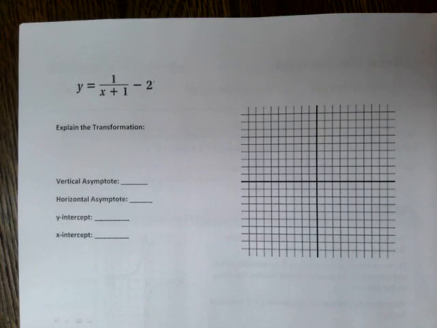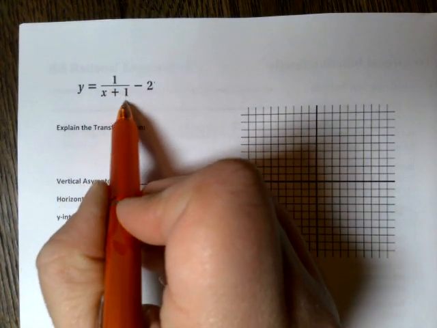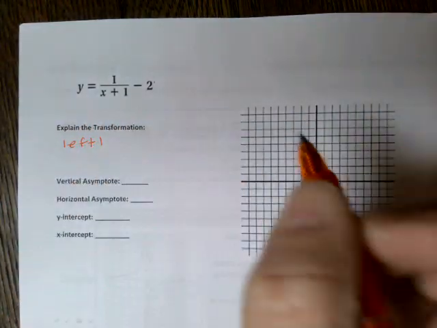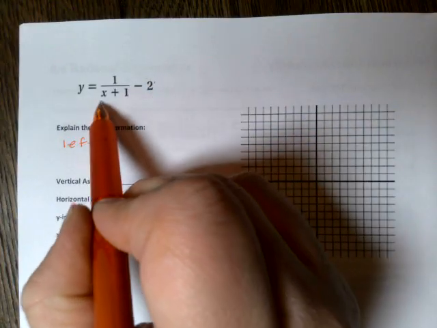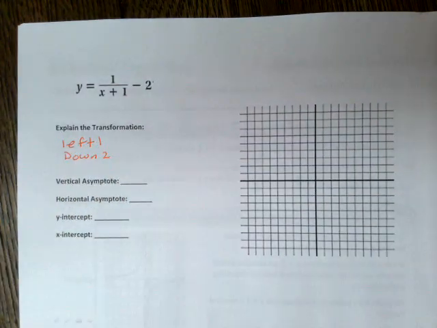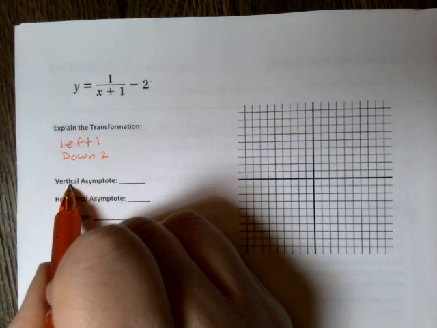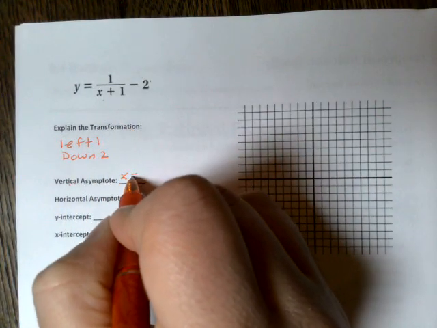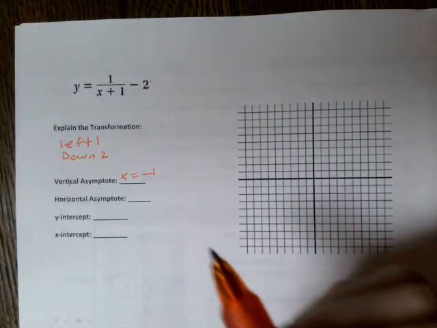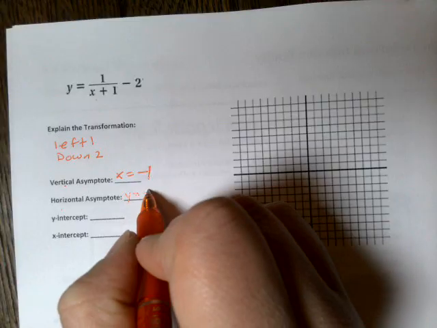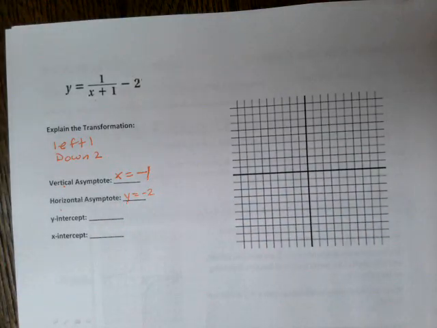So again, looking at that thinking process, first I need to decide what my transformations are. When I look here, that's with my x value. That's always opposite, so this is going to move left 1. When I look here, that's not in my parent function, so this is going to move down 2. So when I write this out, my vertical asymptote, that's my x, left and right. Vertical asymptote is x equals left 1, which is -1. My horizontal asymptote moved down 2. That's all y equals. You must have the x equals and the y equals. If you don't, I'm not going to give you full credit.